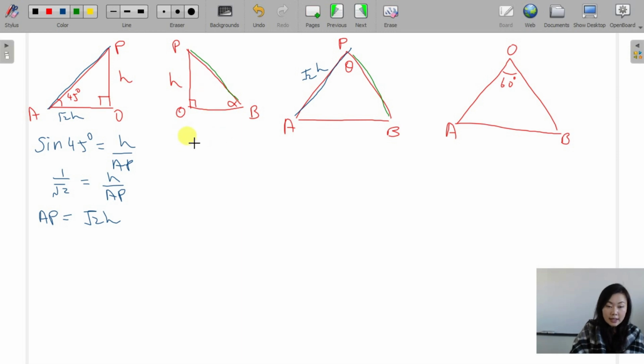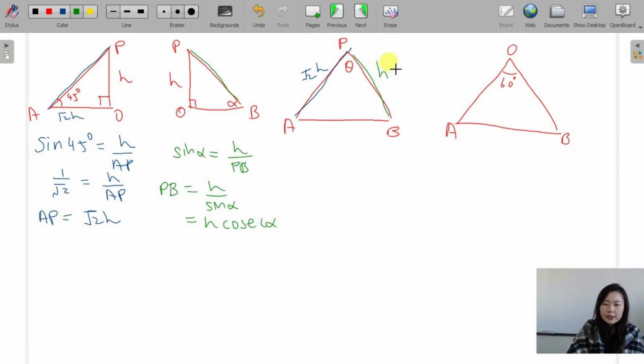This one here, same thing, sine alpha is h on PB. PB is h on sine alpha, which is, I'm also converting now, h cosec alpha. All right, so then from here, we are going to find AB squared.